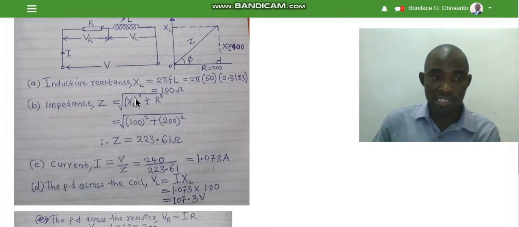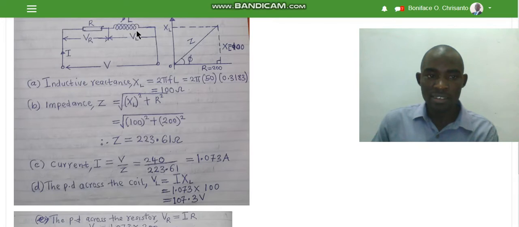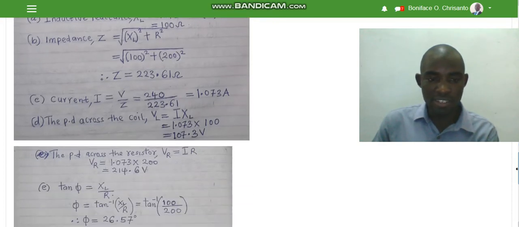Remember, this current is the same. It is the current that will flow across the resistor R. It is the same current that will flow across the inductor L. We now move to D. The potential difference across the coil, VL, is given by the current multiplied by the inductive reactance XL. If you take the product of these two, the current is 1.073.